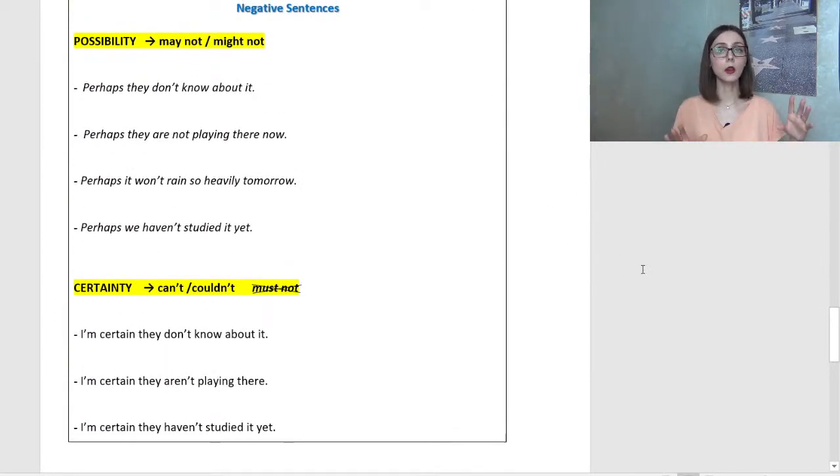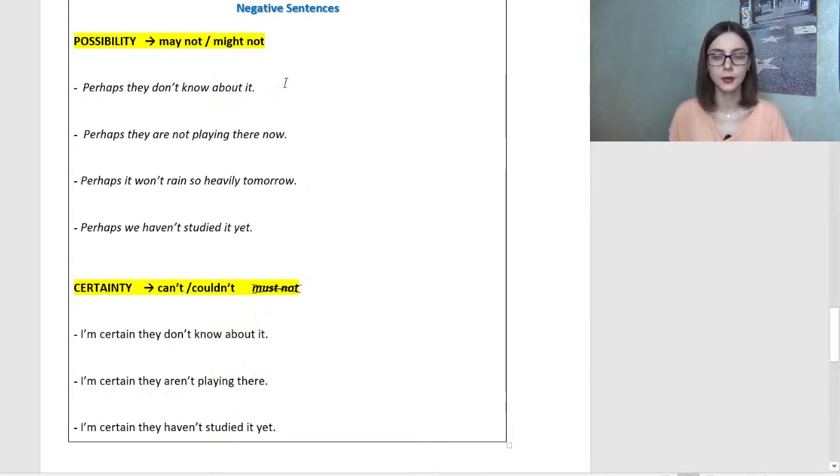So finally, we are going to look at negative sentences, because negative sentences work a little bit different. So let's remember, if we talk about possibility, we can use may, might, can, and could. If you are more certain, you would use must. However, if you talk about negative sentences, it works a bit different. So if you want to express possibility, you really don't know anything, you aren't sure, you can use may not or might not. You don't use can't or couldn't or mustn't.